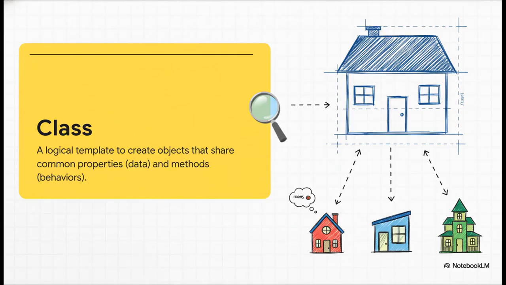The first, and maybe the most important idea, is the class. Now, a class isn't the actual thing itself. It's the blueprint. It's the design document. A class defines what a certain kind of object is supposed to look like and what it's supposed to be able to do. So, for example, you could create a house class that says all houses must have a color and a certain number of rooms.